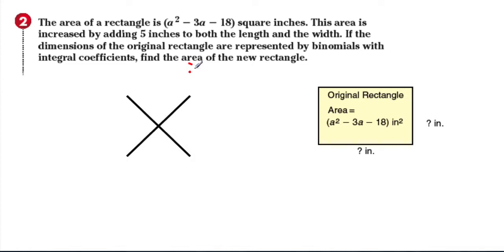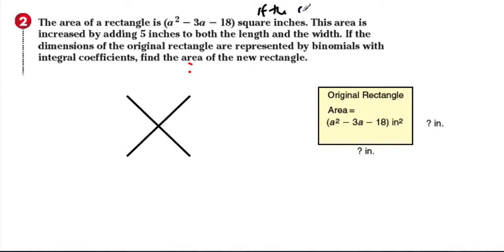You must first find the dimensions of the original rectangle by factoring a squared minus 3a minus 18. So we want to find the dimensions of the original by factoring a squared minus 3a minus 18. So that means, in this case, look at this carefully. Now you have a trinomial whose leading coefficient is 1. Okay, if the coefficient is 1, there is no need for grouping. Again, let me write that down.